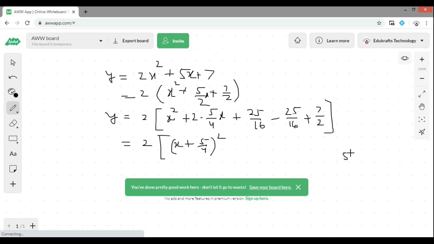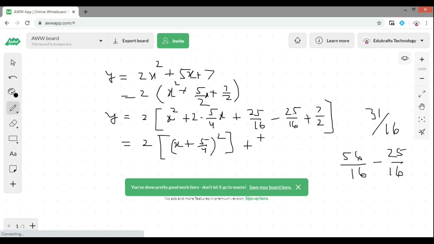And then if you add these last 2 terms, which are 7 by 2 and minus 25 by 16, 7 by 2 you can write as 8 7s are 56, 56 by 16 minus 25 by 16. So 56 minus 25 is 31 by 16. So this will become 2 times x plus 5 by 4 whole square plus 31 by 16.